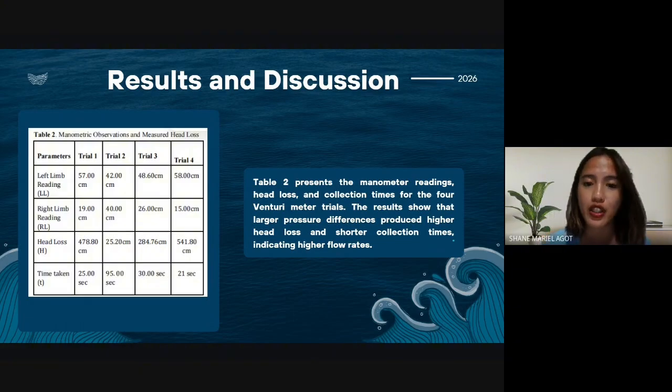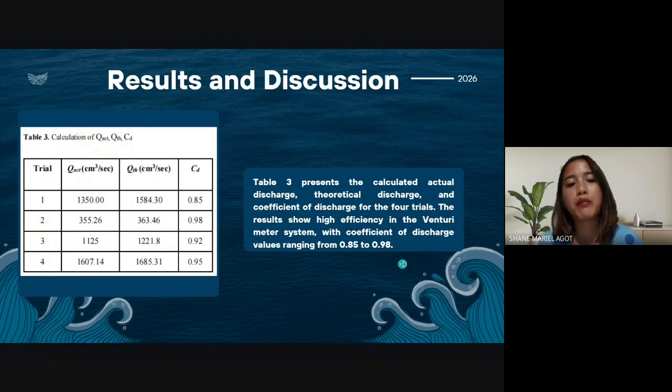Proceeding, Table 3 presents the calculated value of actual discharge, theoretical discharge, and coefficient of discharge for the 4 experimental trials. The actual discharge values range from 355.26 cubic centimeters per second to 1,607.14 cubic centimeters per second, while the theoretical discharge values were slightly higher in all trials. The coefficient of discharge, or CD, represents the ratio between the actual and theoretical discharge.